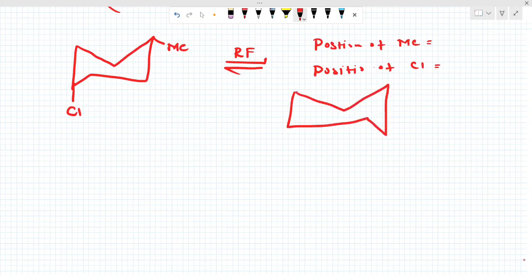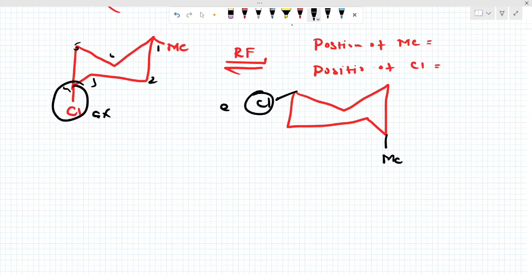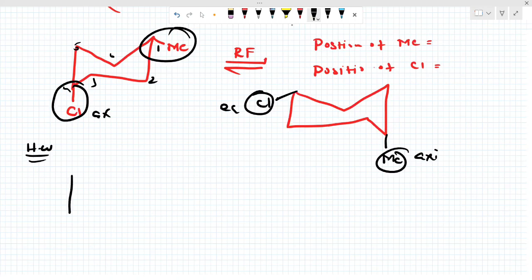Now see this. Listen. We put 1, 2, 3, 4, 5, 6. Now listen, this equatorial becomes axial. You got the point? This axial becomes equatorial. After this, axial becomes equatorial, and equatorial becomes axial. Now this is a test yourself question. You can try this question and tell me the answer in the comment section.